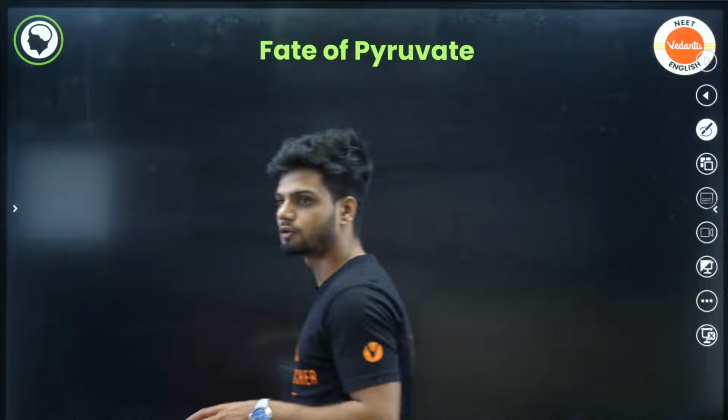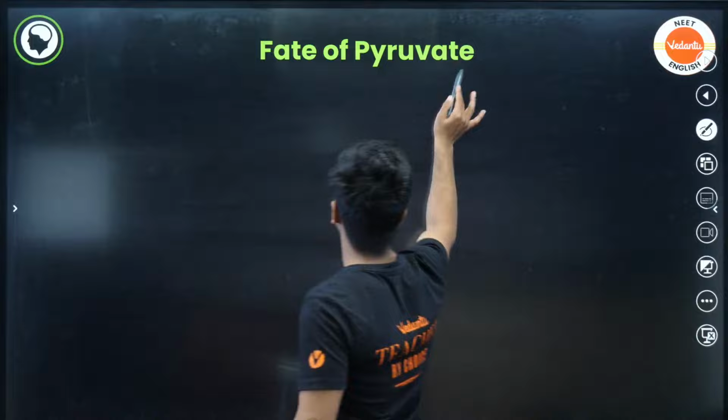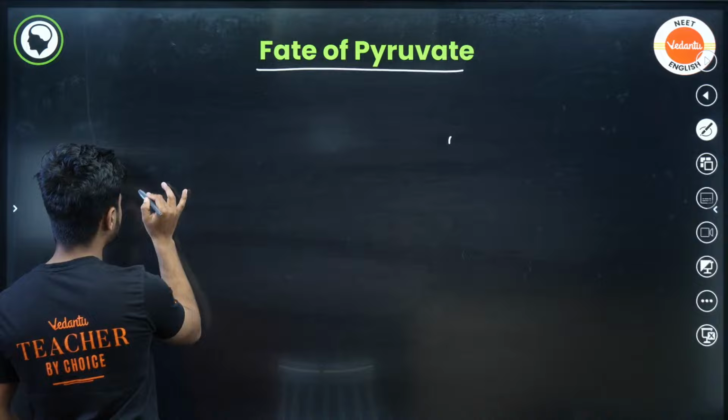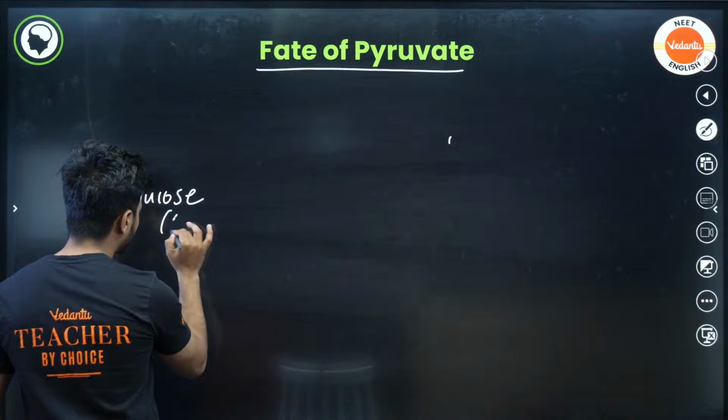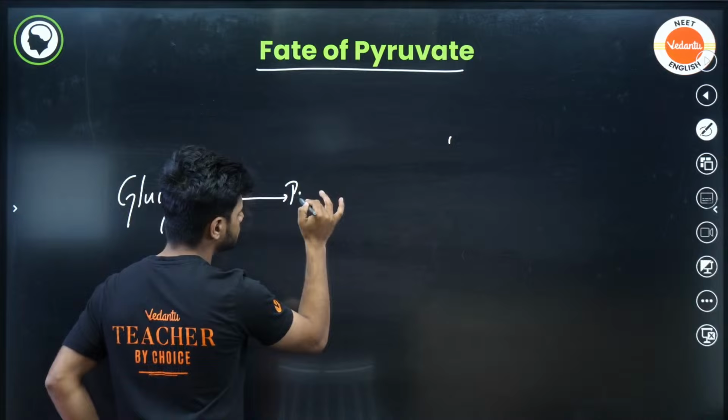Students, write down with me now. Everyone should write down with me: what is the fate of pyruvate? What exactly happens to the pyruvate? So all of us know, this is glucose. Glucose is how many carbons? This glucose right here is a 6 carbon molecule. Now this glucose is converted to pyruvate. How many pyruvate? 2 pyruvate.